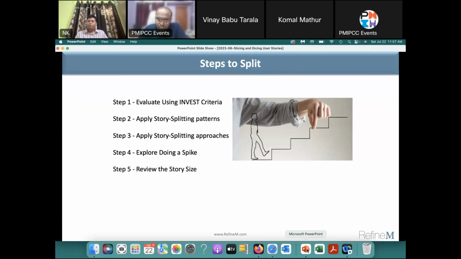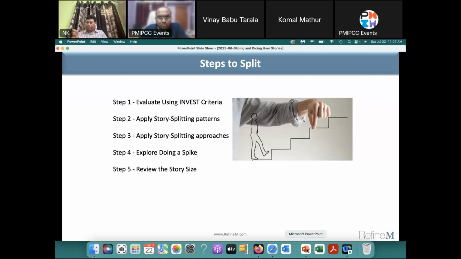Now I'm going to talk about the steps to split. There are 5 steps here. First of all, the INVEST criteria. See if your user story satisfies the INVEST criteria: Independent, Negotiable, Valuable, Estimable, Right size, and Testable. Does it have that?